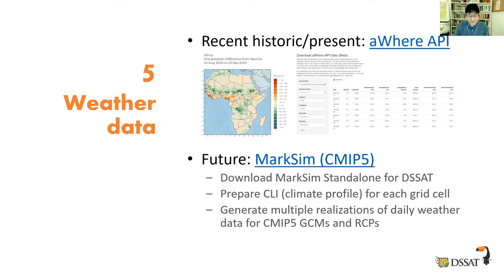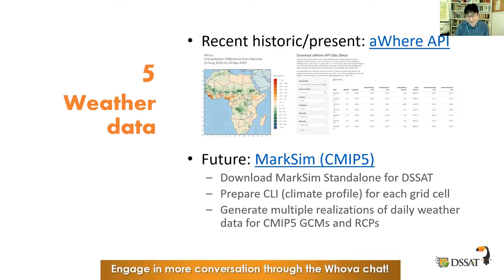For future climate data, you still need daily weather data, because DSSAT only takes daily weather data. So you have to use one of the weather generators, and the one I'm currently using is called MarkSim, and this is provided by CCAFS's climate program. There is a web page, and I'm providing a link to all these resources, where you can download the executable file specifically designed to generate DSSAT-formatted weather data for one of the CMIP5 GCMs. So it's been also a very useful tool.